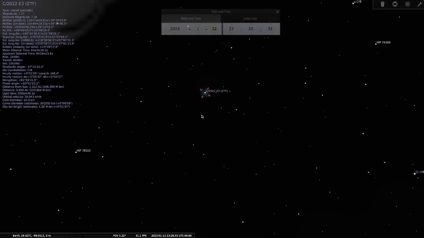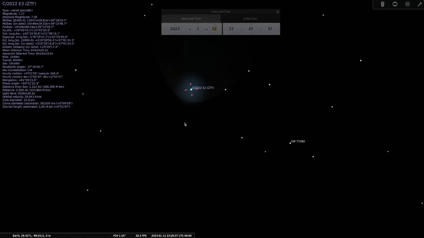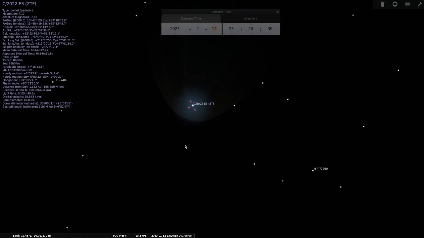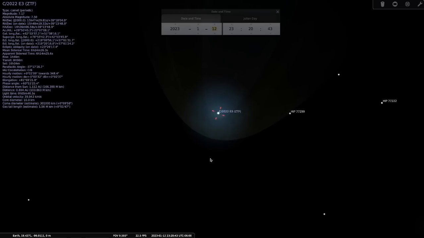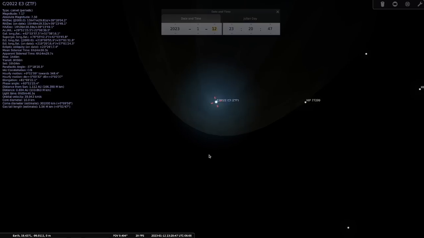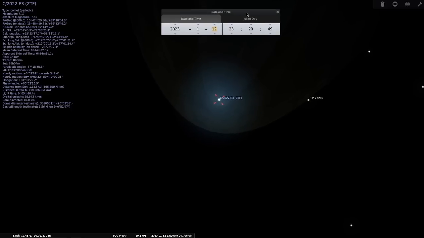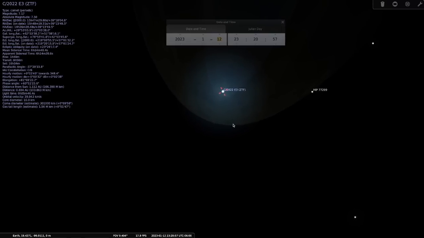There is your green monster comet, January 12th. Is this the sign of the crowning of the Antichrist?